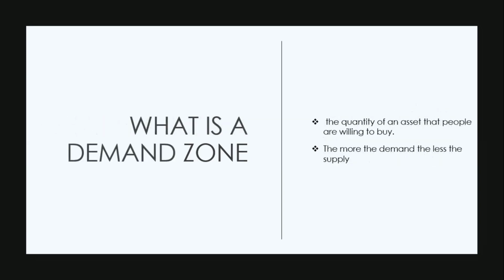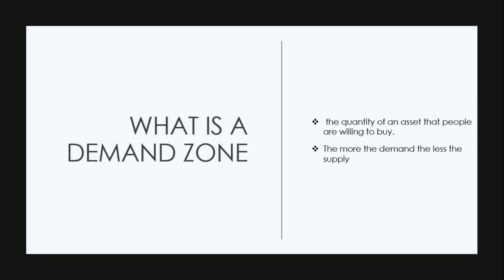What is a demand zone? The quantity of an asset that people are willing to buy. So demand is more of you buy at demand. When there's a demand in the market, they're willing to buy a certain thing. So people buy at demand and people sell at supply. Because when you supply, the person is selling, right? When there's demand, the person is buying because he's looking for something, because it's in demand.